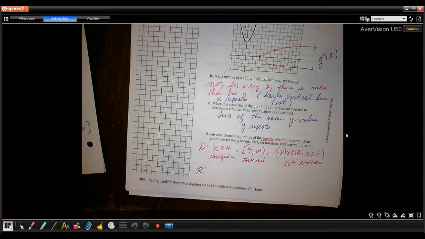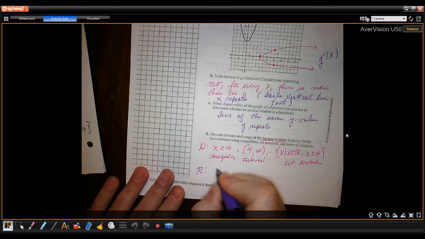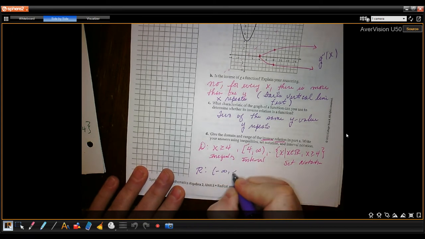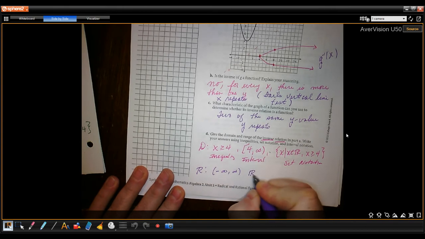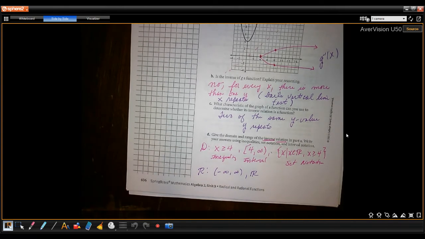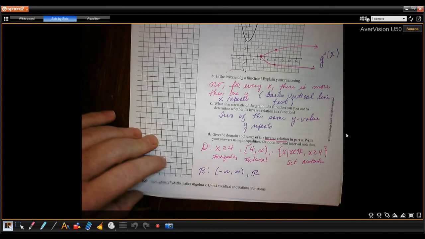Double arrows means at least one or both of your domain and range have to be all real numbers. So this one would be negative infinity to infinity, or some people say all real numbers. So don't forget that. Whenever you have double arrows, you know one or both have to be all real numbers. Okay, one down. Let's keep moving. All right, next page.